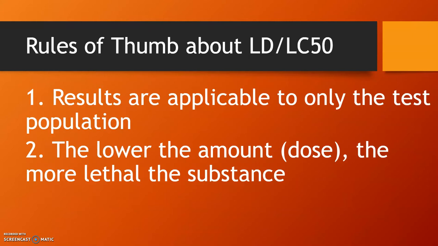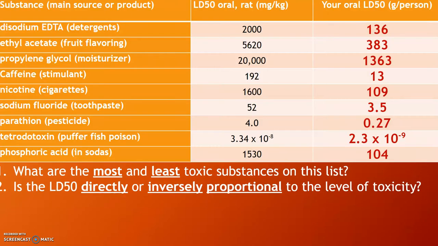Rules of thumb: the results are only applicable to the test population, so they really only work for the population that's tested. And then the lower the amount or the dose, the more lethal the substance. And so this is all tested on rats orally, which means they ate it, and they saw how much detergent they need to eat in order to kill 50% of the population. So we looked at things like flavoring, moisturizer, stimulant, toothpaste, pesticides. And then they extrapolate that and reduce it.